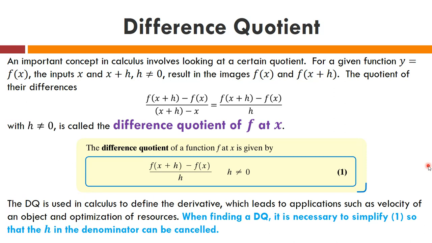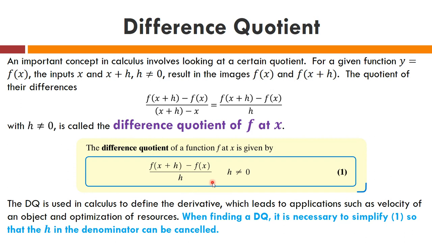The quotient of their differences comes out to this, which we call the difference quotient, which is f of x plus h minus f of x over h. Now, this definition has this restriction where h cannot equal 0 because this is a rational, which means that it looks like a fraction. Since it looks like a fraction, it behaves like a fraction. And the only number we can't divide by is 0. So that is why there is this restriction where h cannot equal 0.